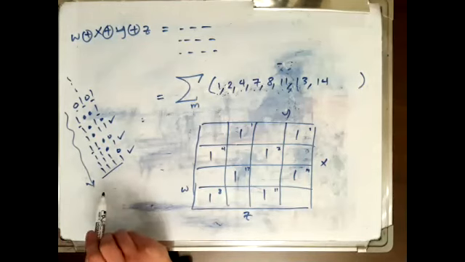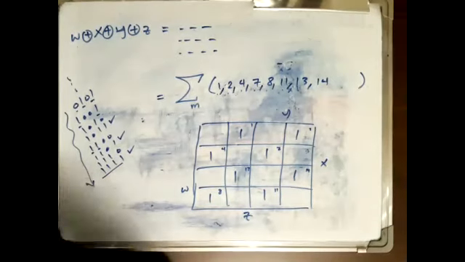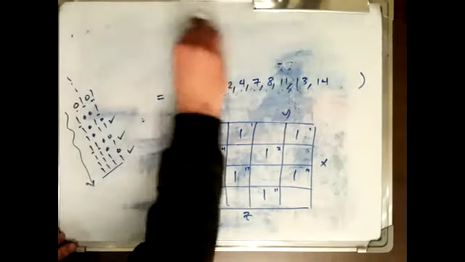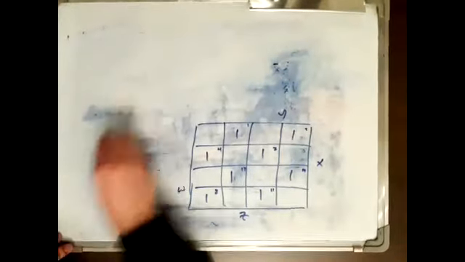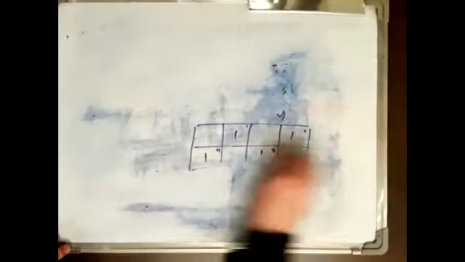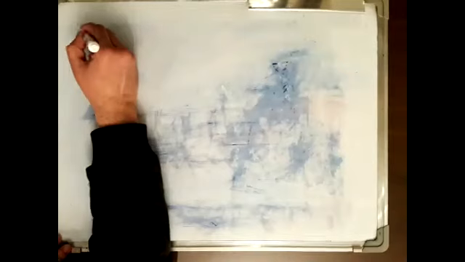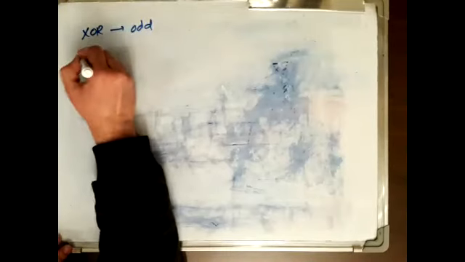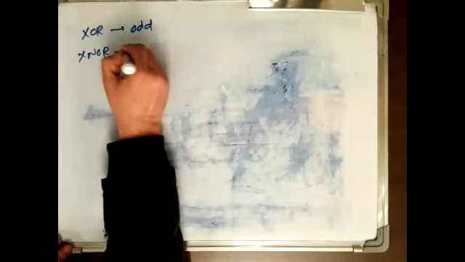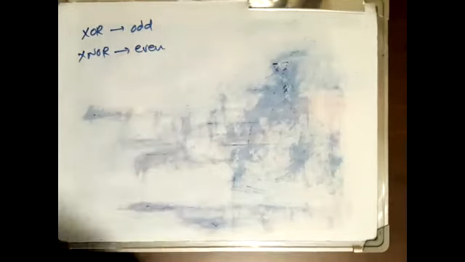Okay. So this is for the XOR. So the XOR is an odd function. What about the XNOR? What do you think? The XNOR is basically the complement of the XOR. So if the XOR is an odd function, how about the XNOR? It will be an even function.